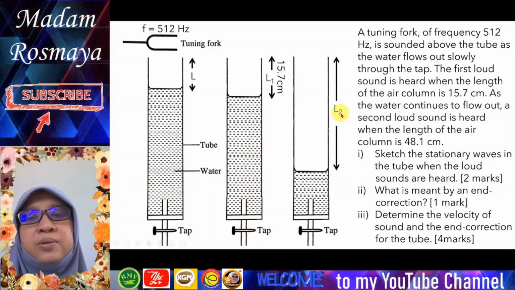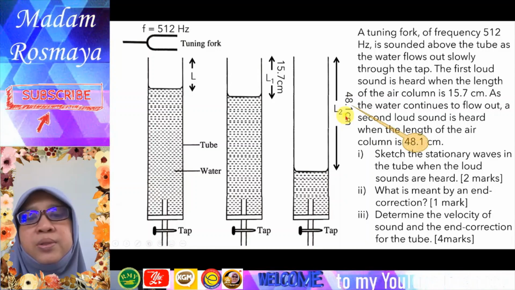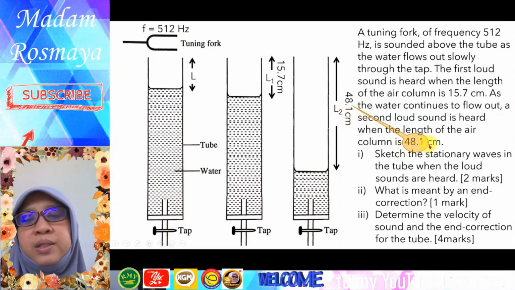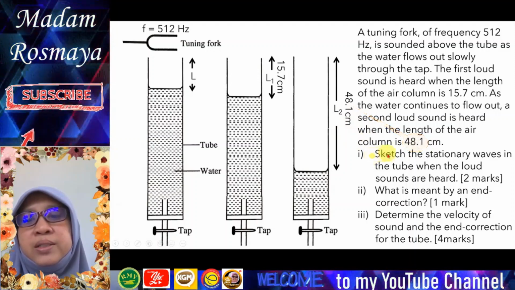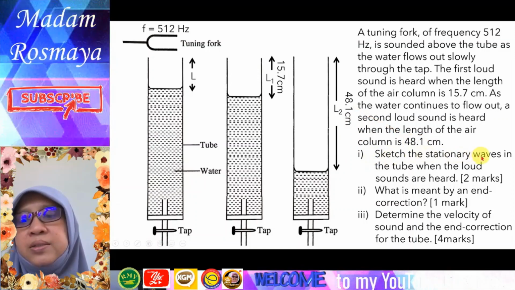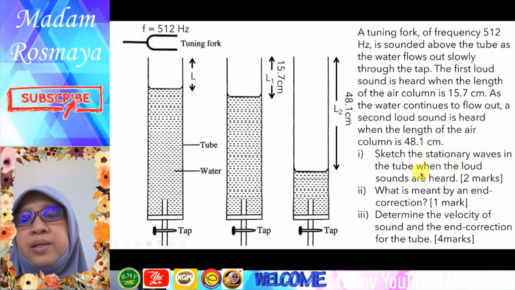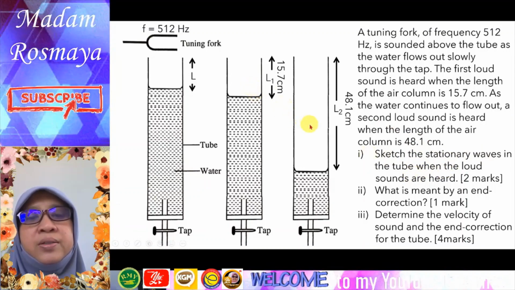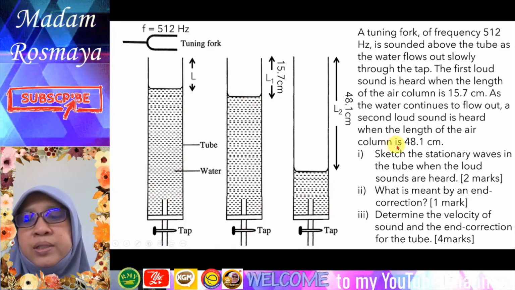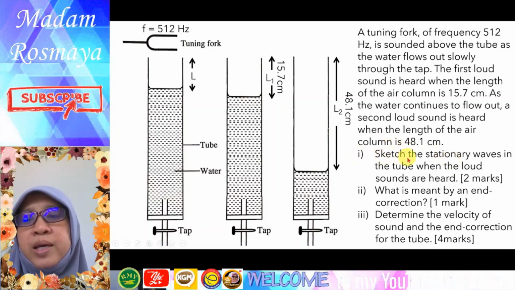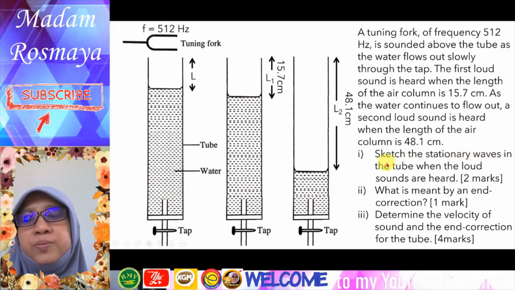So the second loud sound heard, L2 equals 48.1 centimeter. Okay, now we go to the question. Sketch the stationary wave in the tube when the loud sounds are heard. These two positions of the water. So how to sketch the stationary wave in the tube?